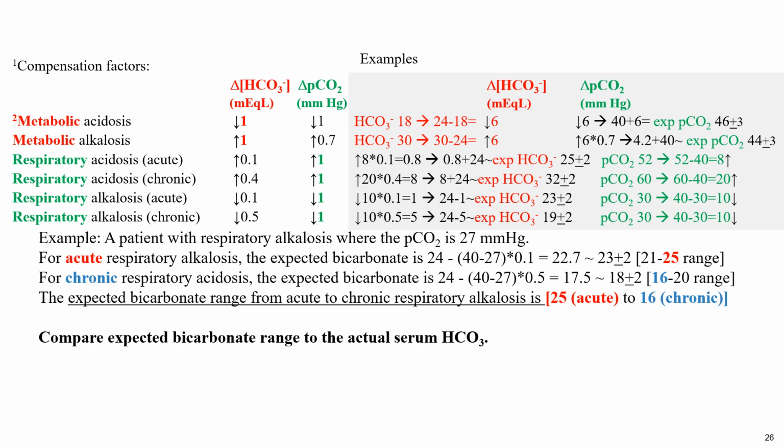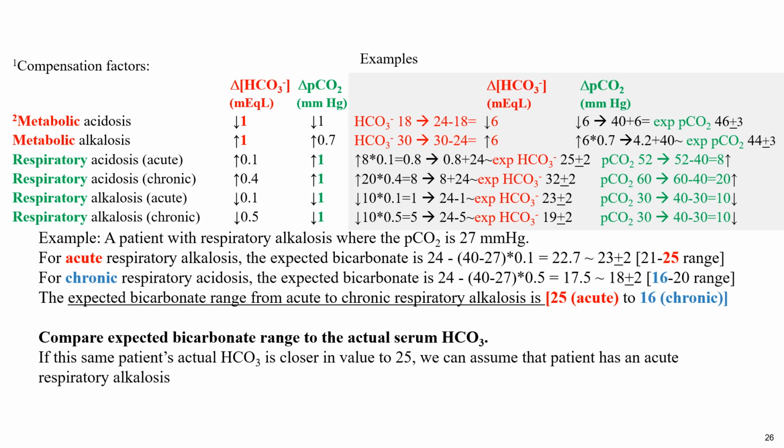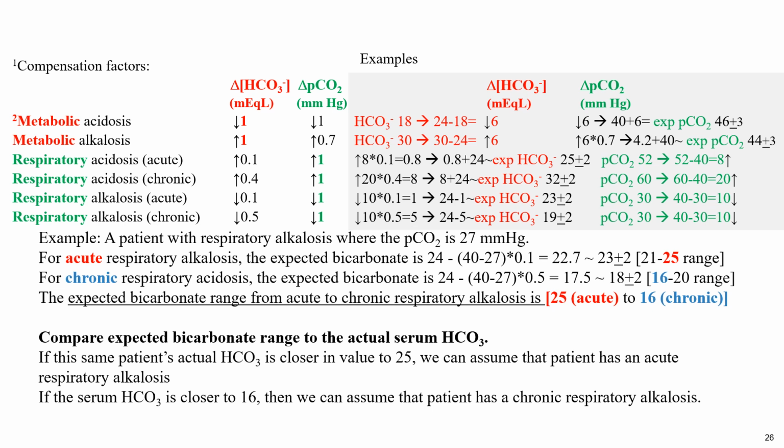We then compare expected bicarbonate range to the actual serum bicarbonate. If the patient's actual bicarbonate is closer in value to 25, we can assume that the patient has an acute respiratory alkalosis. If the serum bicarbonate is closer to 16, then we can assume that the patient has a chronic respiratory alkalosis. However, when the actual serum bicarbonate is outside the range of 25 to 16, it means that the patient also has another process other than the current respiratory alkalosis.